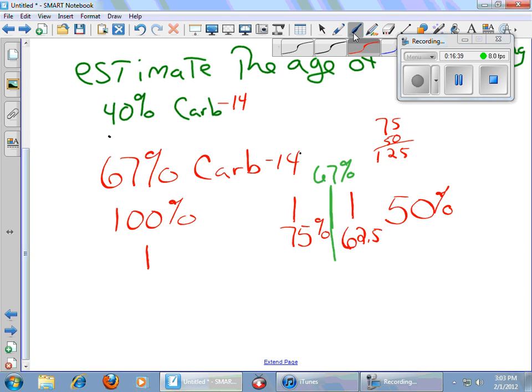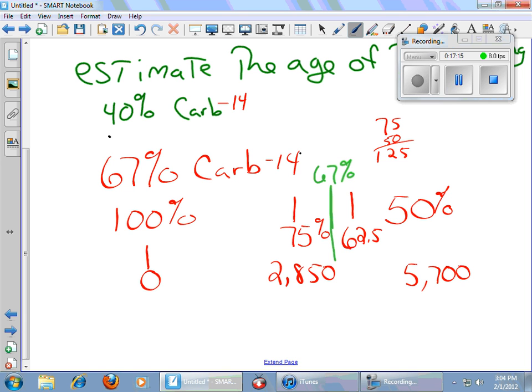Well, let me do this and say, okay, at 50%, I'm at 5,700 years old. Here I'm at 0 years old. And then halfway between there, what's half of 5,700? Well, what's half of 57? Half of 56 would be 28, so this would be 2,850 years old. All I did was add 0 and 5,700, and take half of it.